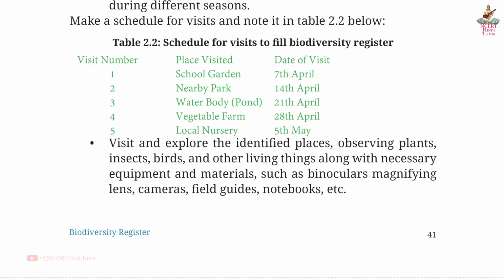Page 41, Table 2.2: Schedule for visits to fill biodiversity register. Visit number first, place visited school garden, date of visit 7th April. Next, second, nearby park, 14th April. Third, water body, pond, 21st April. Fourth, vegetable farm, 28th April. Fifth, local nursery, 5th May. So friends, you can change the date according to you.